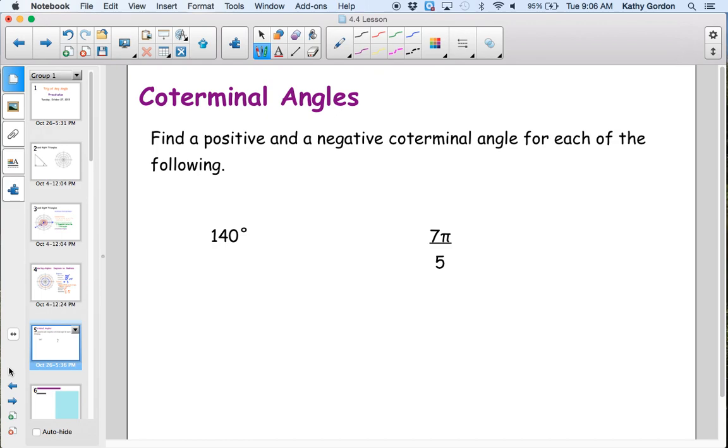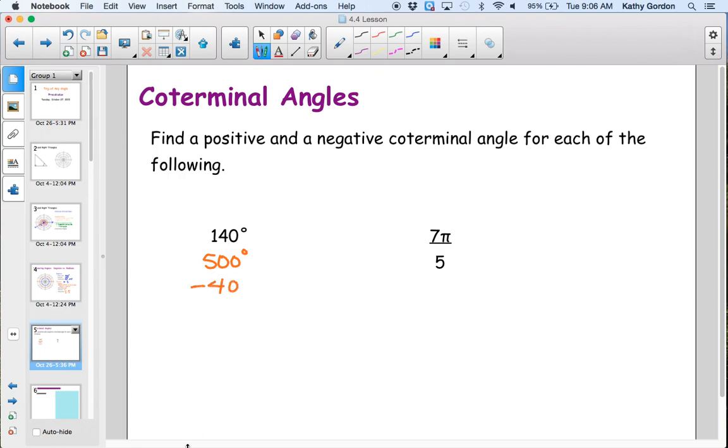Elijah, got an idea for 140 degrees? Yeah. Okay. The positive one would be 500. Would be what? 500? Negative 43. Okay, so how'd you come up with those answers?